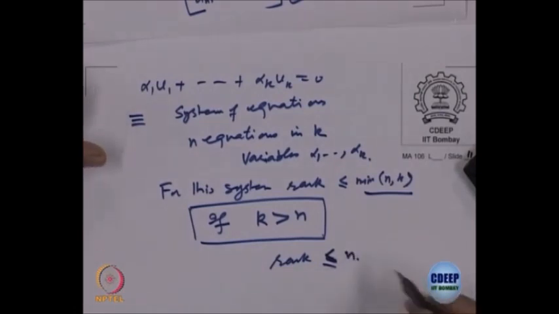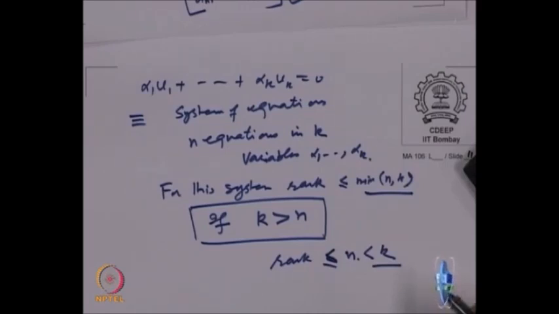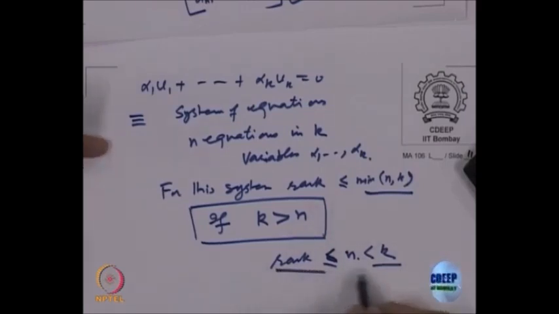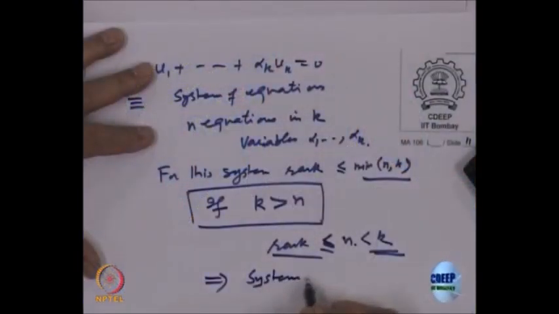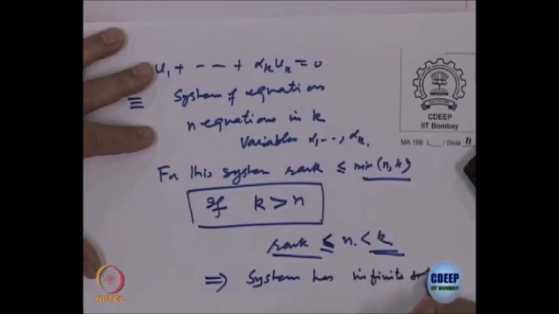which will be less than of course k. How many variables are there? K, alpha 1 to alpha k, and the rank is strictly less than k. So the system of equations is consistent with actually an infinite number of solutions when the rank is strictly less than the number of variables. So this implies the system has infinite solutions.